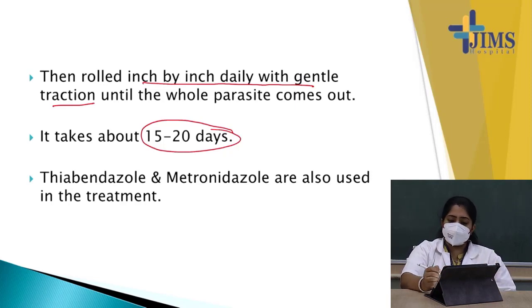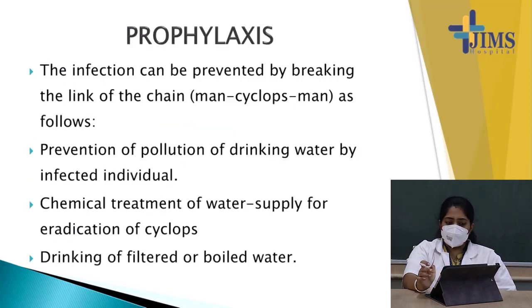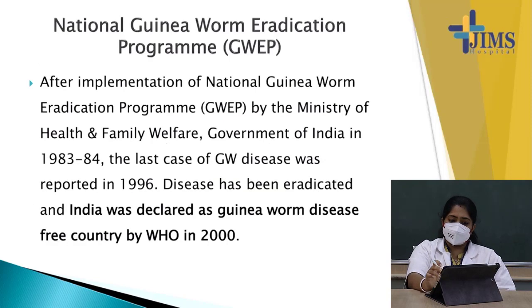Now, thiabendazole and metronidazole can also be used as treatment. Prophylaxis: the infection can be prevented by breaking the link of the chain man, cyclops, man as follows. Prevention of pollution of drinking water by infected individuals, chemical treatment of water supply for eradication of cyclops, and drinking of filtered or boiled water.